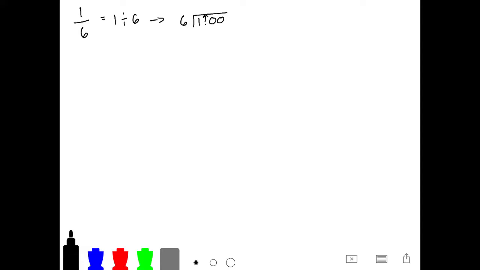So bring up the decimal, and then 6 goes into 1 0 times because it's bigger. So now let's see how many times can 6 go into 10. That'll be 1 time, because if you do 6 times 2, you'll get 12, which is greater than 10. So 6 times 1 is 6, and then you just subtract and you get 4. Then bring down the 0 and you see 6 goes into 40.